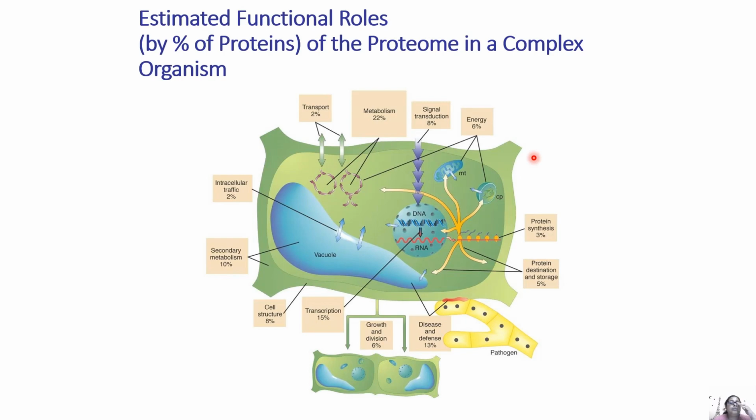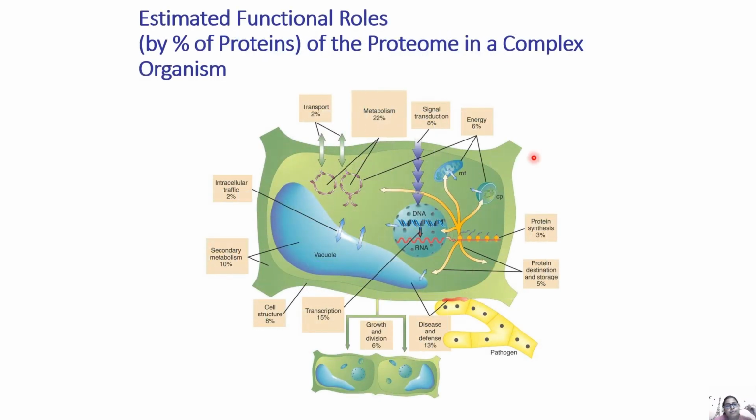Now, the estimated functional roles, by percentage, of the proteins of the proteome in a complex organism. 2% of the proteins might be involved in transport, 22% in metabolism, 8% in signal transduction, 6% in energy, 3% in protein synthesis, 5% in protein destination and storage, 13% in disease and defense, 6% in growth and division, 15% in transcription, 8% in cell structure, 10% in secondary metabolism, and 2% in intercellular traffic. So these are the estimated functional roles of different proteins, and the main functions they are involved in in a complex organism.